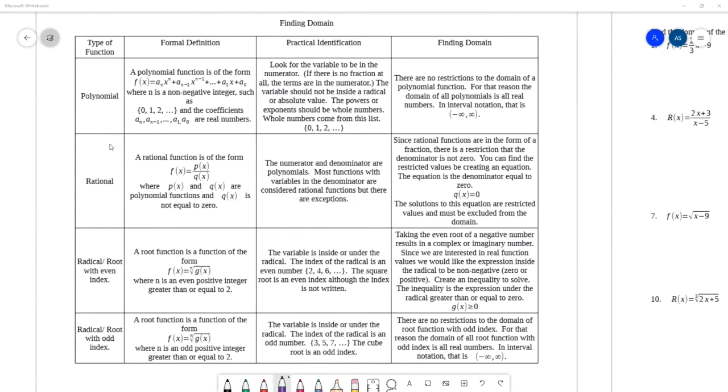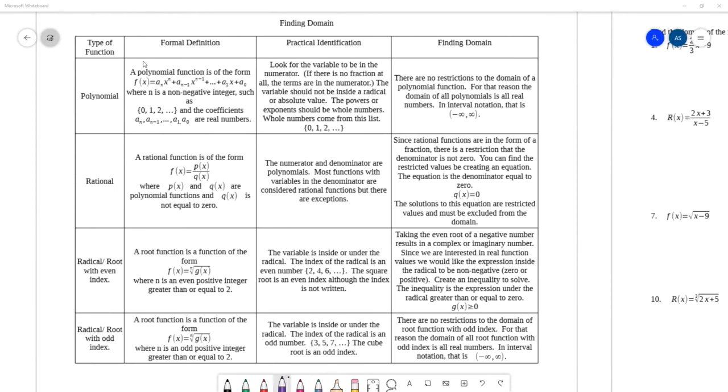Okay, so I'm going to give just a brief overview about finding domain related to this test that we're working on. You're going to be asked to find the domain of these different types of functions: polynomial, rational, root, and there are two types of root: root with an even index, root with an odd index.